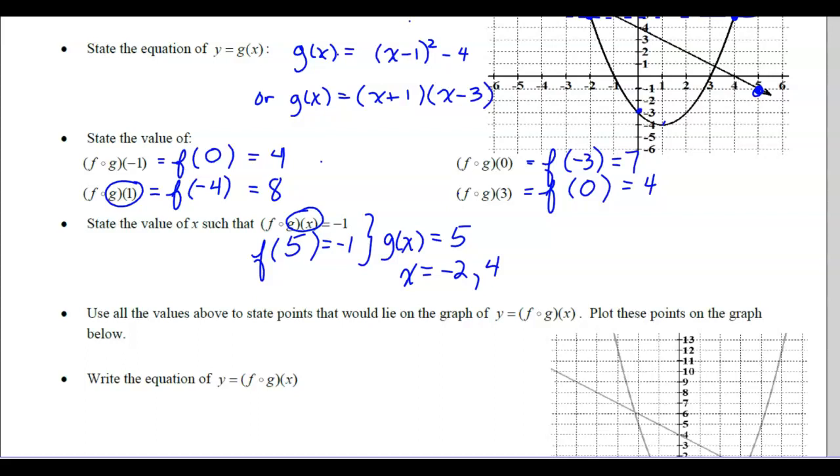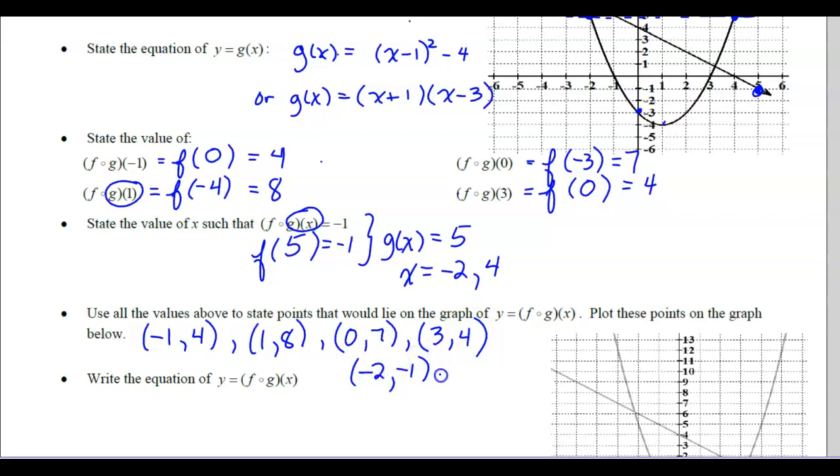Okay, so then it says use all the values above to state points that would lie on the graph of the composition. So just make sure all of these are f of g's, and they are, and then plot them. So here, from this one, that would be -1, 4. From this one, it would be 1, 8. From this one, it would be 0, 7. From this one, it would be 3, 4. And actually, for this one, we have -2, -1, and 4, -1.